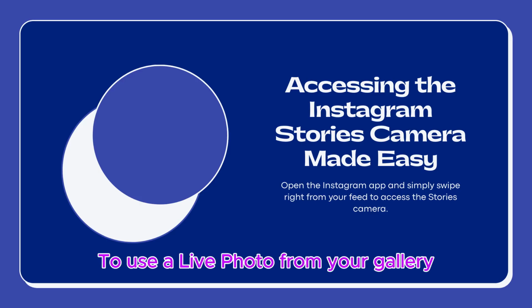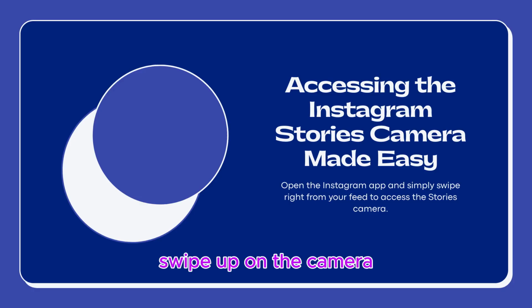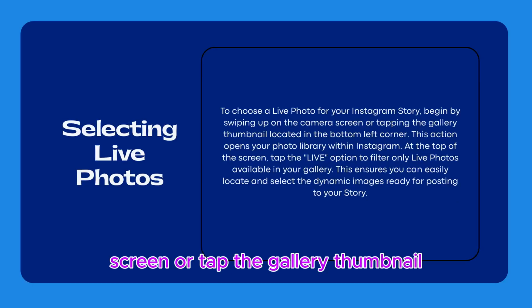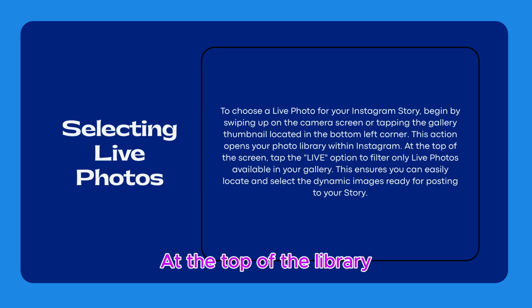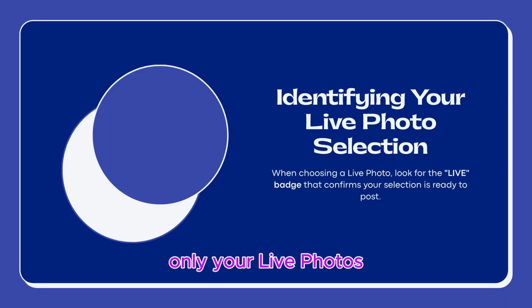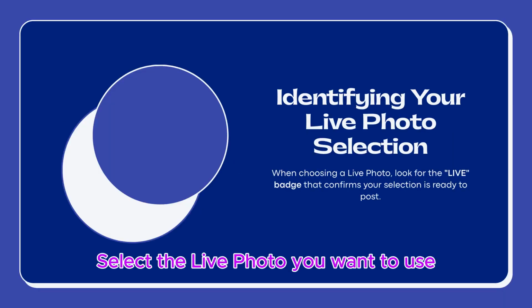To use a live photo from your gallery, swipe up on the camera screen or tap the gallery thumbnail in the bottom left. This opens your photo library. At the top of the library, tap Live to filter and show only your live photos. Select the live photo you want to use.